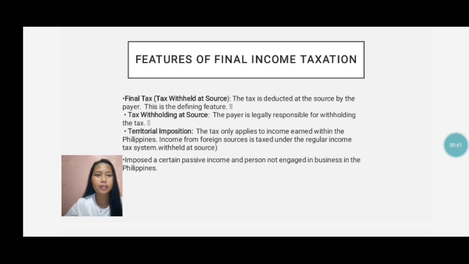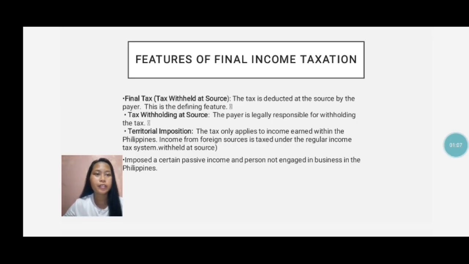Features of final income taxation. Final tax is tax withheld at source. The tax is deducted at the source by the payer. This is the defining feature. So, an example of final tax: let's say you earn 10,000 pesos in interest income from a fixed deposit account. The bank withholds a 20% final tax on the interest income.